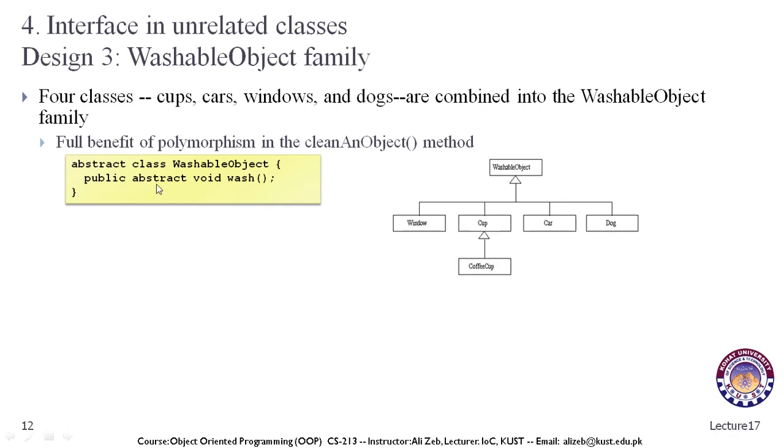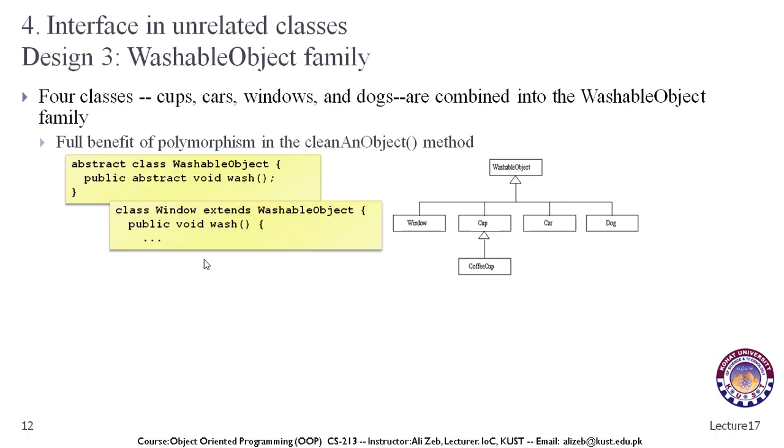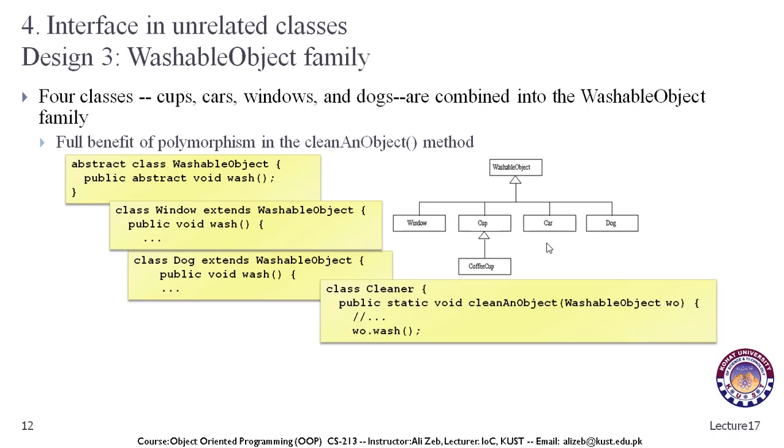What we do is we declare the wash method as abstract, and the washable object class becomes an abstract class, and we are trying to combine windows with the cups, and the cars with the cups, and the dogs with the cups, and all with each other. So now the class window extends washable object, the class dog extends washable object, and we can call the wash method on any object of the washable object class.